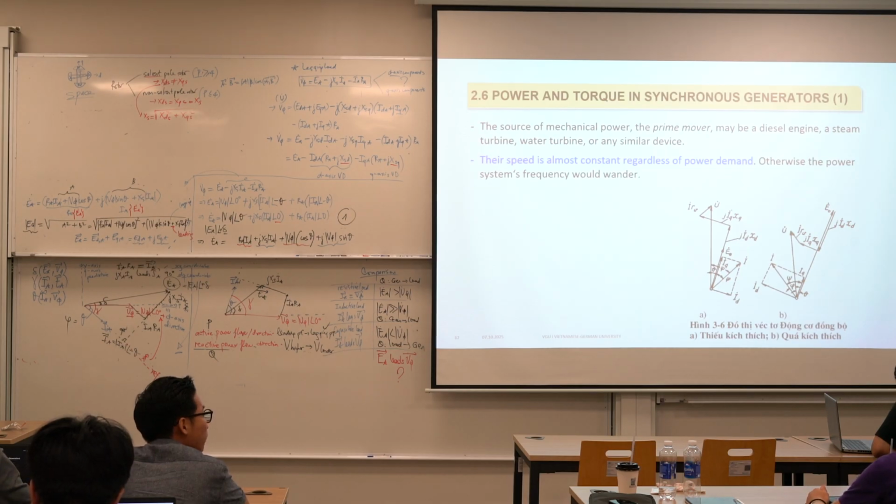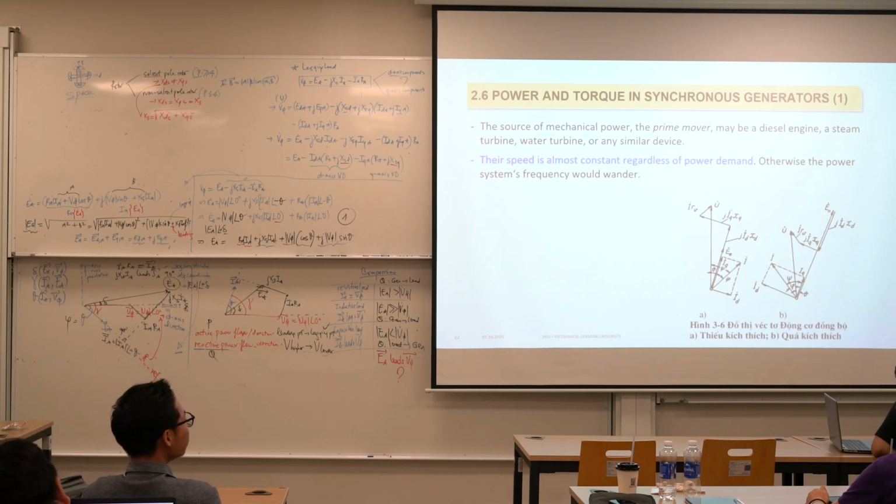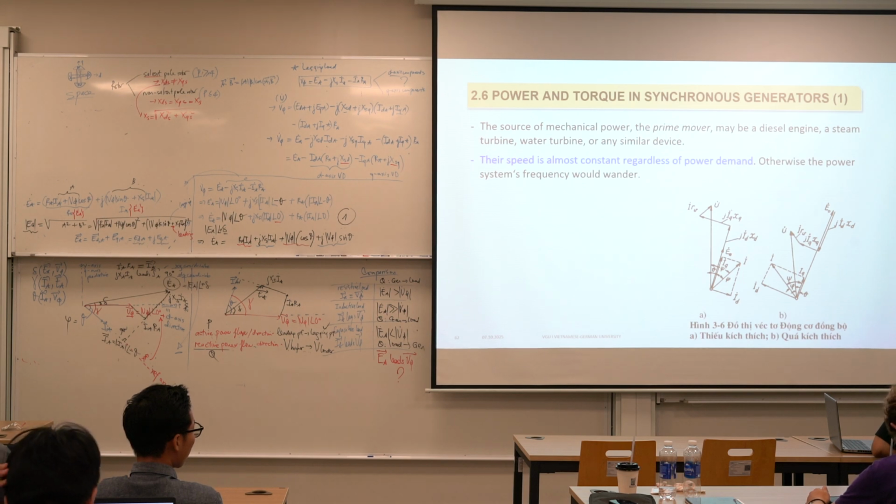You know, we have the stator: A over A', B over B', C over C'. This is the stator. So for the rotor, we have this one. Of course, for the rotor, we need to supply DC voltage, or you can guess DC current. But we have a question.